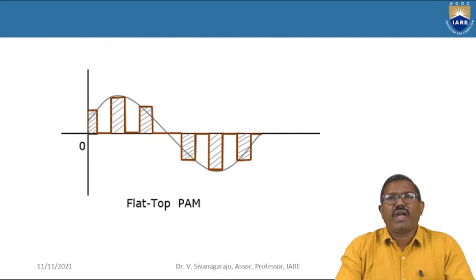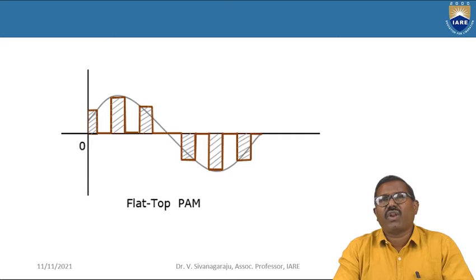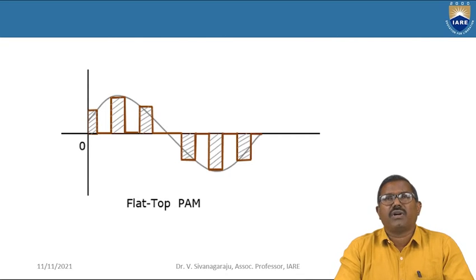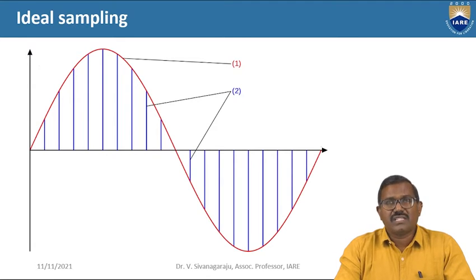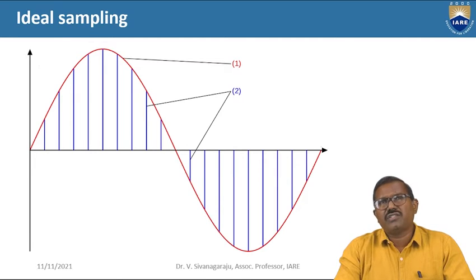And this is a flat top PAM. Here you can see the pulses having flat edges at the top of the pulse. But generally we use flat top PAM more frequently than natural and ideal sampling. Here we can see this is ideal sampling. After ideal sampling, we get ideal PAM.